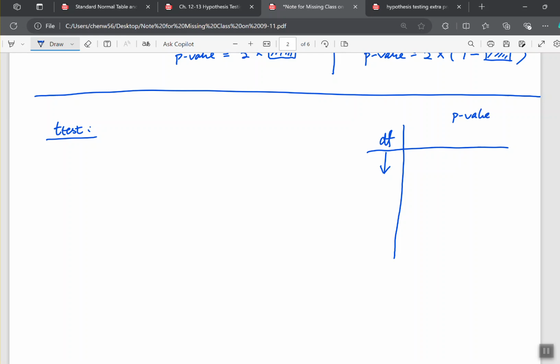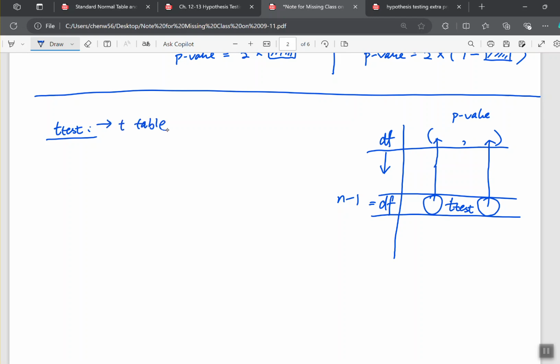So what do we need to do? First, we need to find our degree of freedom row, which is n-1. Once you find your degree of freedom, you just focus on this row, and within this row you need to find where your t-test statistic is. It can be between 2 values in this row, and then you just go straight up so that you can find the range of your p-value. The good thing is, if you have the t-test statistic and you go to the t-table, you only need to care about 2 cases.